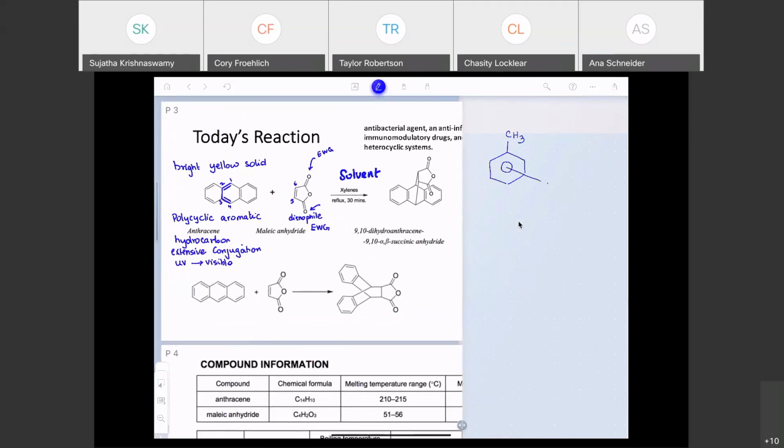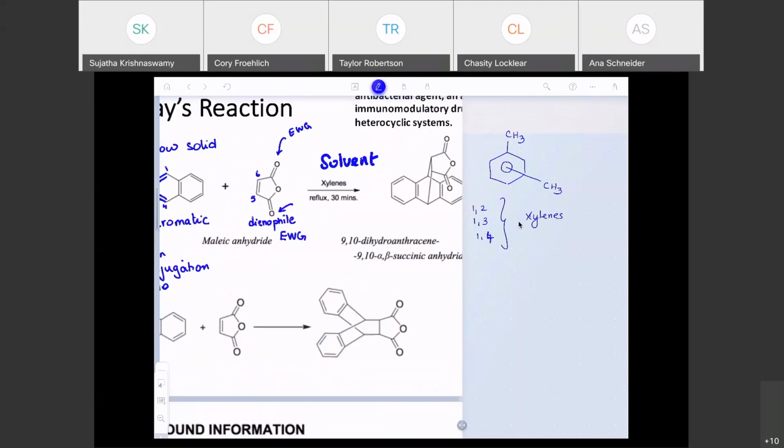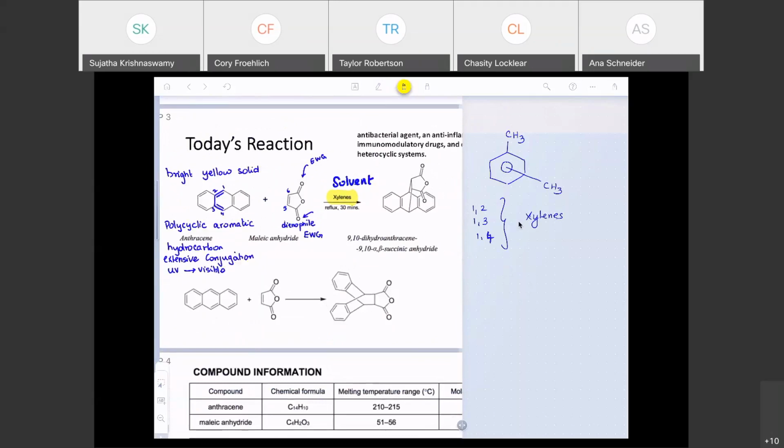The second methyl group can go 1, 2, 1, 3, 1, 4 positions. That means the 2 methyls can be next to each other. That's 1, 2. They can skip a position, 1, 3, or they can go exactly opposite. I'm sorry, that's 1, 4. These are called xylenes. So when you have 2 methyl groups, they're called xylenes. You can have 1, 2, 1, 3, and 1, 4 xylenes. The reason I wanted to explain that is you can see the plural there. So it's not just one compound, it's a mix of these 3 xylenes.